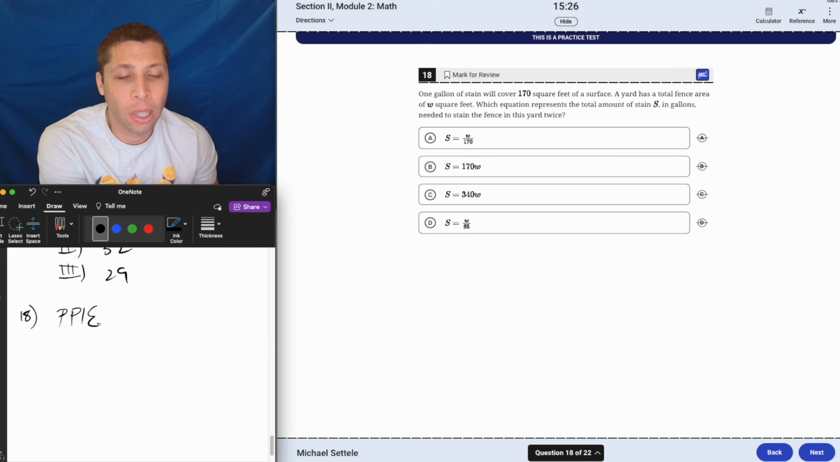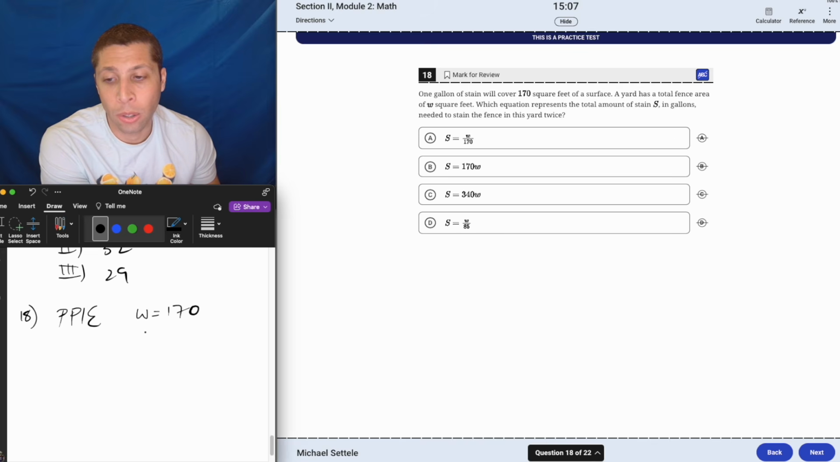1 gallon of stain will cover 170 square feet of a surface. A yard is a total fence area of W square feet. Which equation represents the total amount of stain in gallons needed to stain the fence in this yard twice? Okay, so let's just say 1 gallon will cover 170 square feet. So let's say then that there's 170 square feet on the fences.